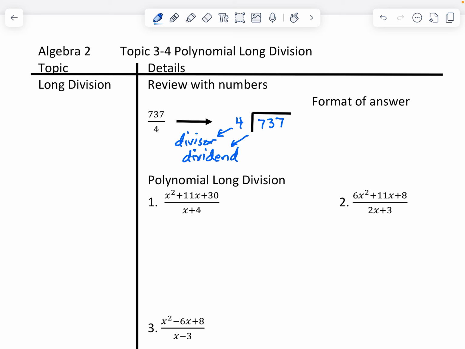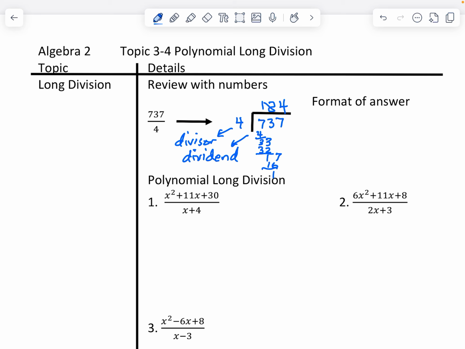And how you do division is you first of all start by saying 4 goes into 7 how many times? Well, it goes in once with a 4, and then we subtract and get a 3. Bring the next 3 down. 4 goes into 33 how many times? Well, it goes in 8 times. 8 times 4 is 32. Subtract and you get 1. Bring down the 7. 4 goes into 17 another 4 times. And then 4 times 4 is 16. Subtract and you get 1.